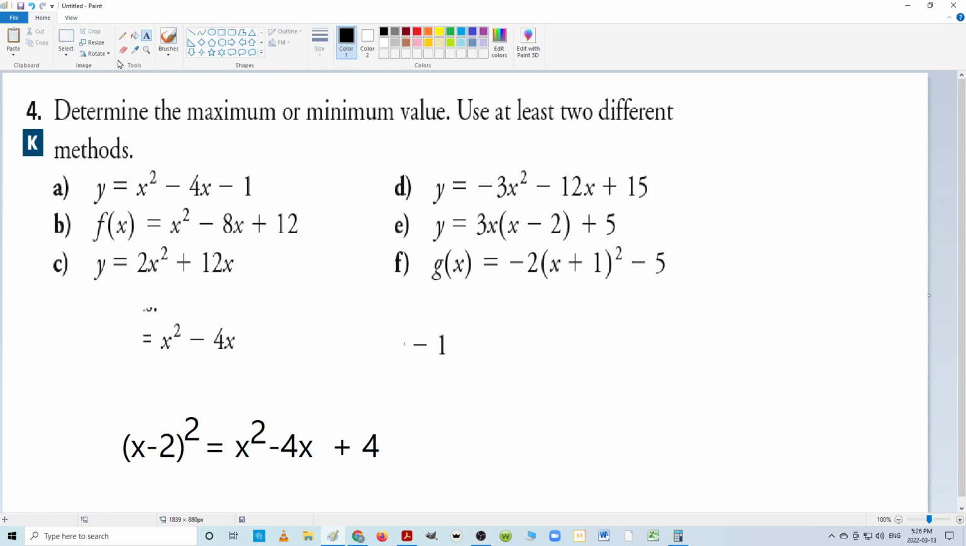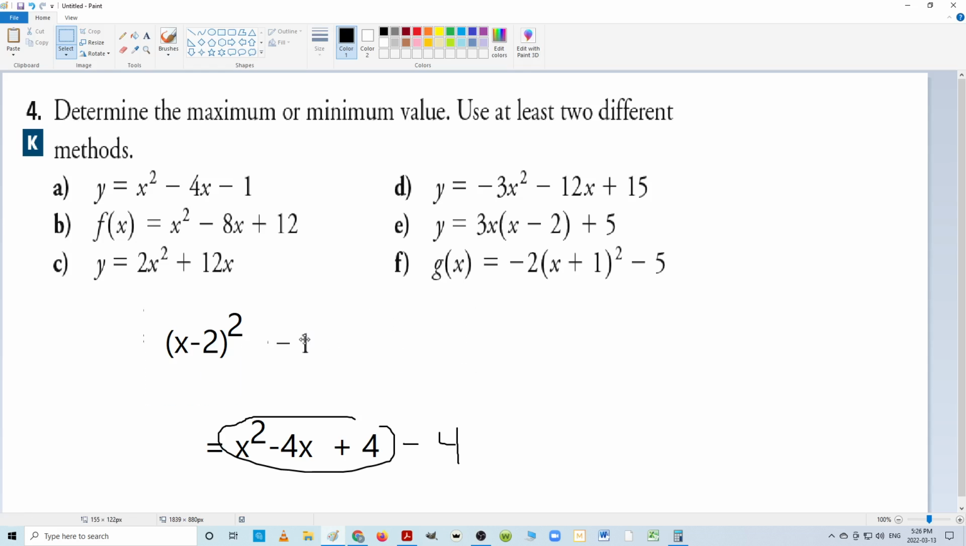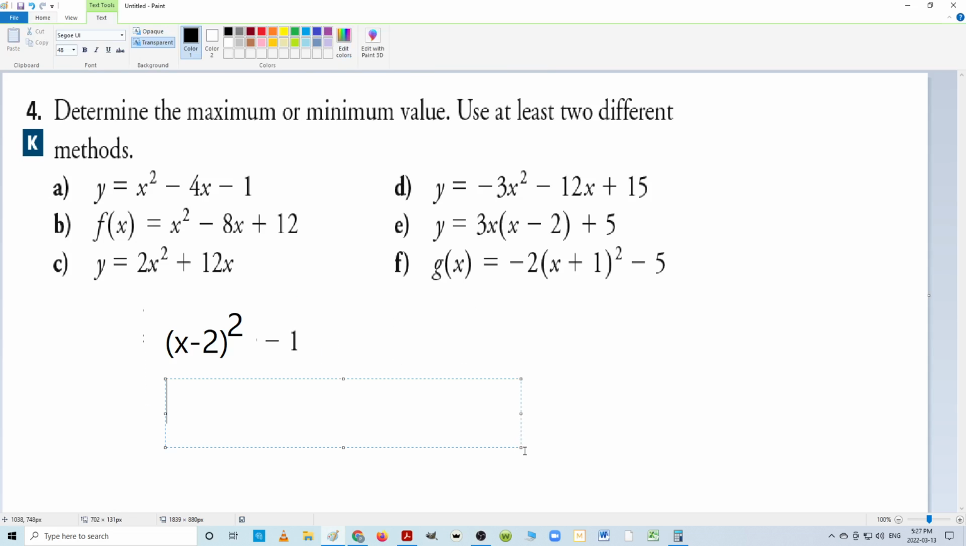Which means to get this part of it, I have to subtract 4. So if I replace this with that, that will produce this. I don't want the 4, so I have to subtract 4. So I'm going to replace that up above with this, which immediately tells me that's the vertex, and there's no other numbers to fiddle with. Since this is a positive leading coefficient, it's a max. Sorry, it's a min. And the vertex is 2, comma minus 1.